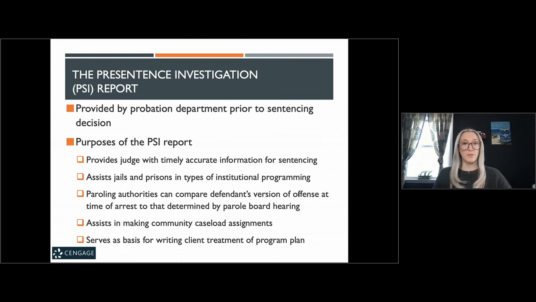It also assists in making community caseload assignments. So once the offender is, or if the offender is placed on community supervision, it gives their address. So if the probation department is organized geographically, they would know where to assign that case. Similarly, if the offender is, say, a gang member, then it may go to a gang unit. If they have mental health needs, then the report will show that, and then we know to place that into a mental health caseload. So it helps to know which officer that offender would be best matched with. And then it also serves as a basis for writing the client treatment program plan, which you will also do in one of the upcoming weeks.